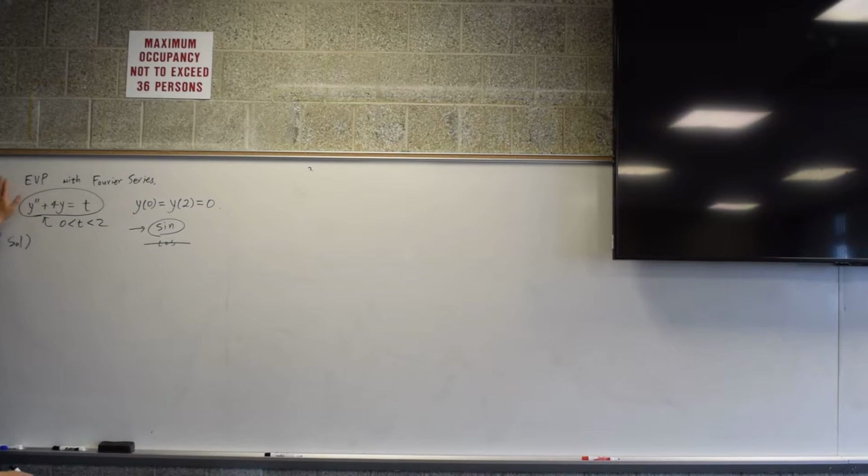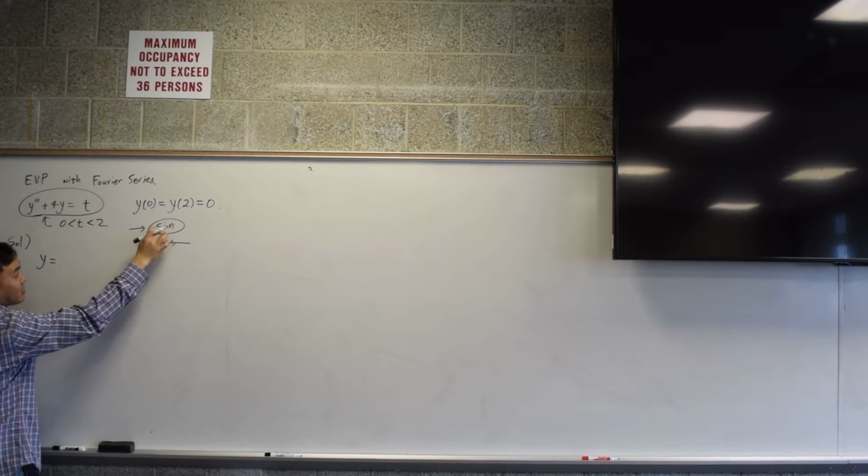When you have these endpoint value problems with Fourier series, there are two kinds of questions. One where the value is set to 0, another where the derivative is set to 0. If the derivative is set to 0, you use cosine. If the value is set to 0, you use sine. So here's what I want. I want to think about the function y as a Fourier sine series of something.